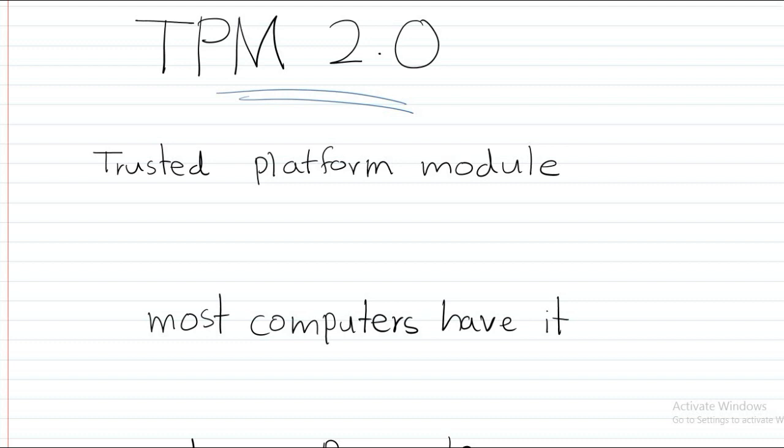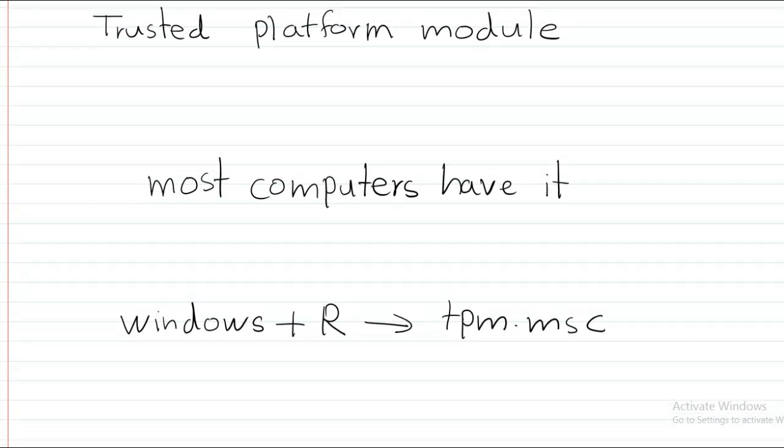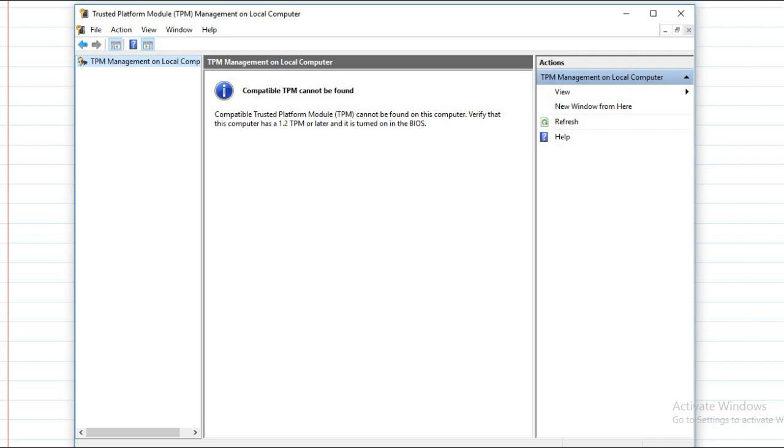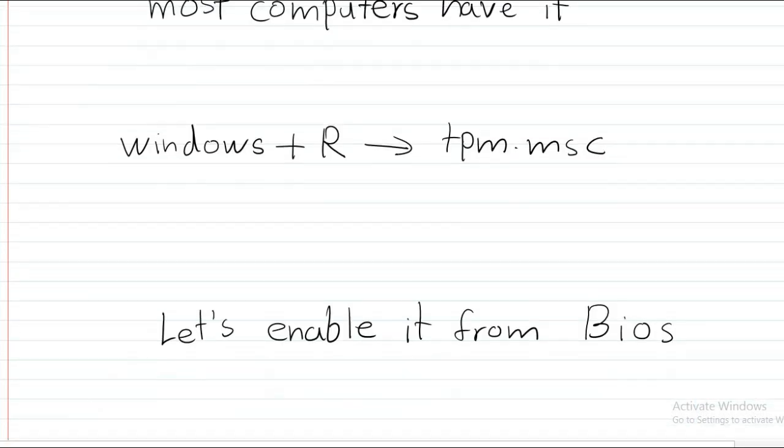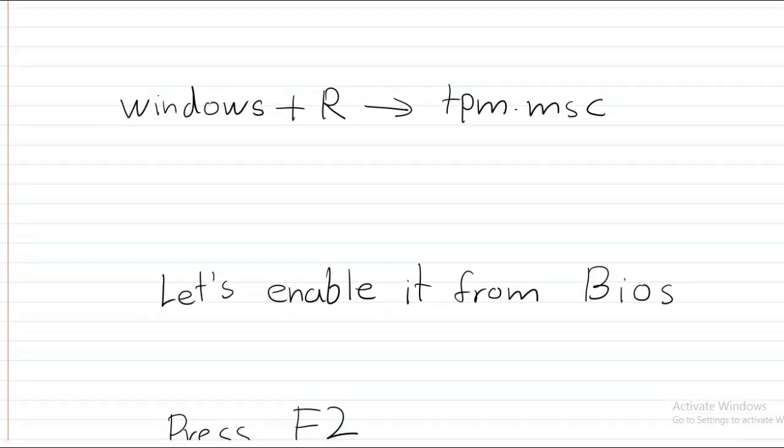You can check if it's enabled or not by this method. Press Windows key plus R, and type tpm.msc and press Enter. You can see my PC is not compatible with TPM, but you can enable that from BIOS if your motherboard has that chip. So first restart your computer.